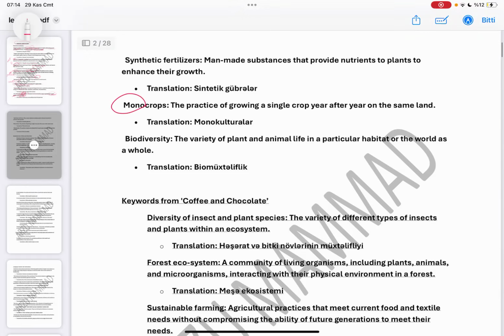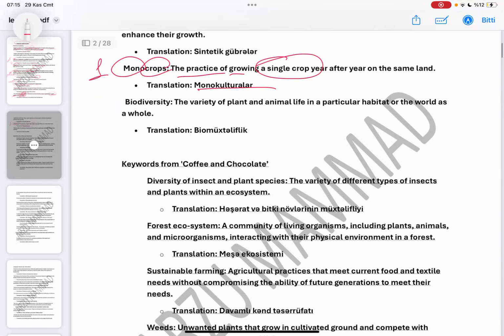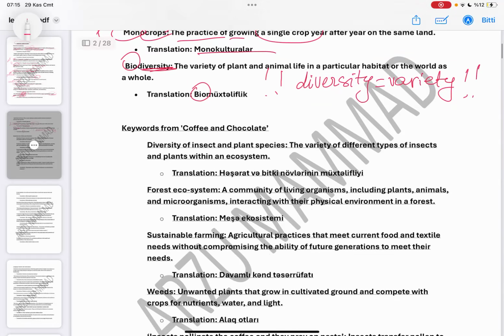Monocrop, so you know the meaning of mono and crops: the practice of growing a single crop year after year on the same land. Biodiversity, that's very important. So bio, it is again bio, diversity. They always replace the word diversity with the word variety. Keep it in your mind. So they can replace each other frequently.